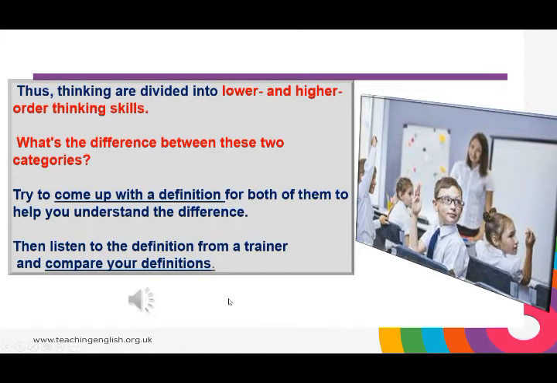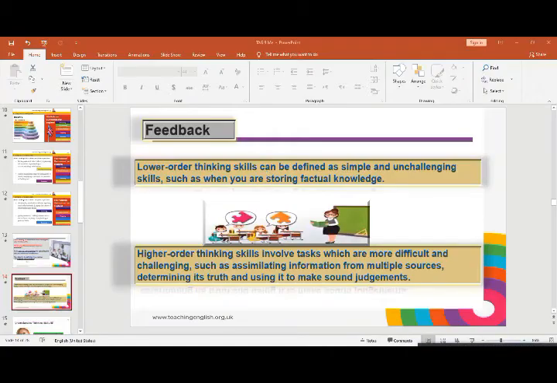Lower order thinking skills can be defined as simple and unchallenging skills, such as when you are storing factual knowledge. Higher order thinking skills involve tasks which are more difficult and challenging, such as assimilating information from multiple sources, determining its truth, and using it to make sound judgments. Okay, who can give me a definition for lower order thinking skills?